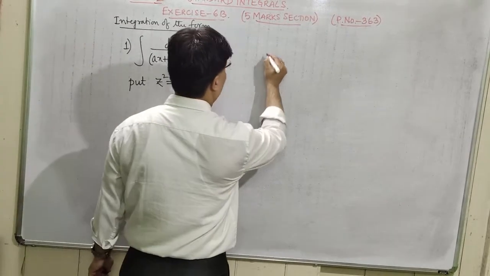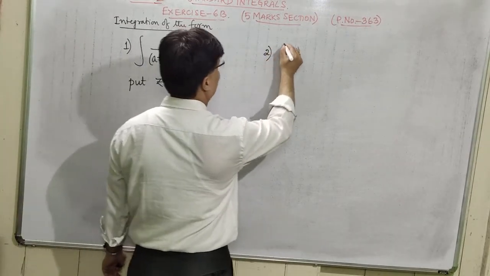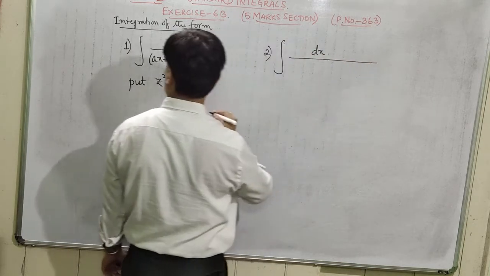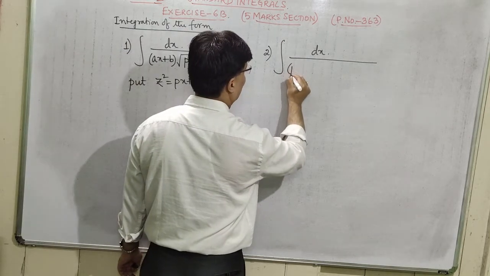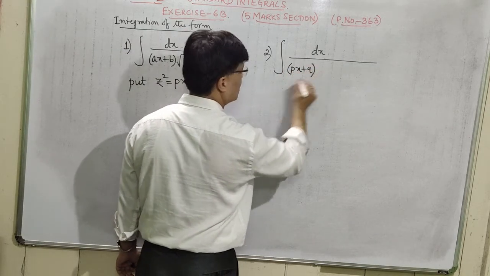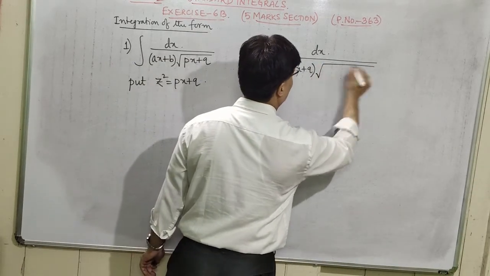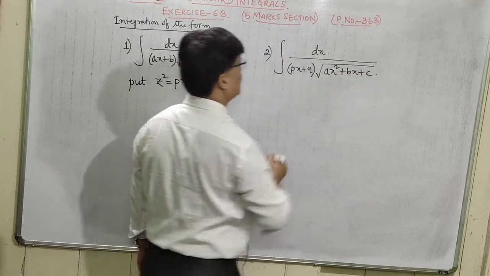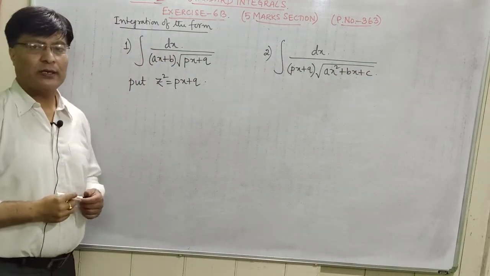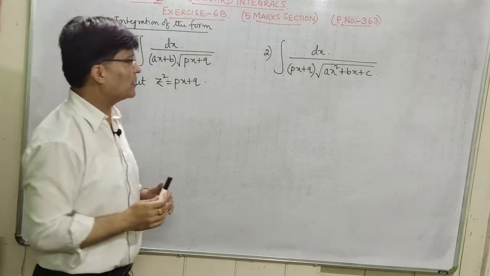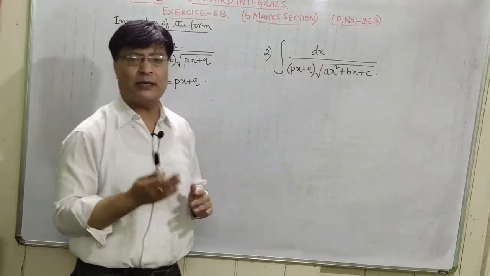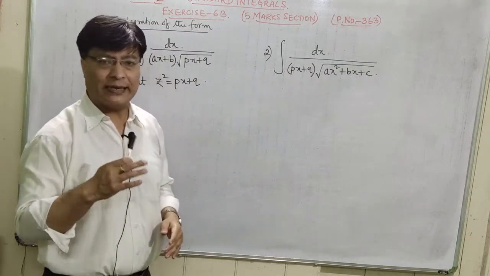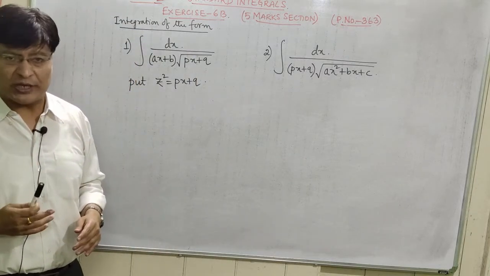Okay, now the second one. You may have a question like this also, integration of the form dx divided by px plus q outside the square root, and within the square root you may have a quadratic expression in x, that is ax square plus bx plus c. So whenever you have such type of integration, that is integral dx divided by, in the denominator outside the square root there is px plus q, and within the square root there is ax square plus bx plus c.